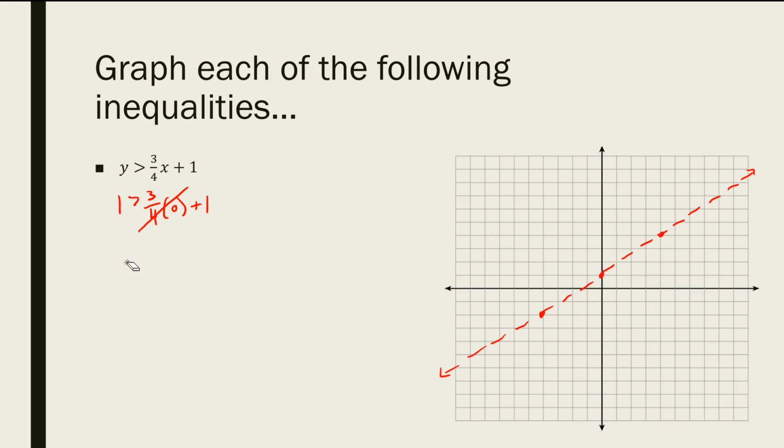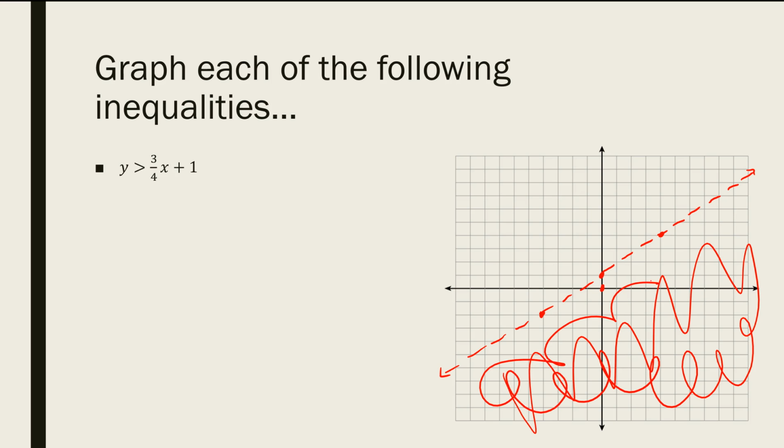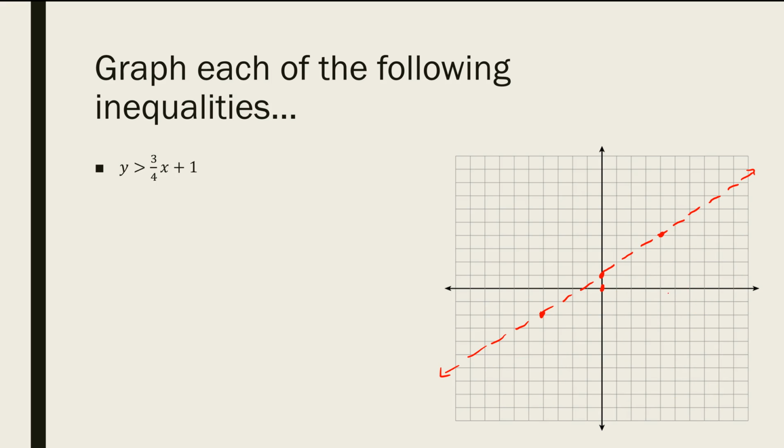Now, I need to decide, do points in this region make the inequality true, or do points in this region make it true? And the way I'm going to do that is by plugging in what's called a test point. Just like I just tested 0, 1 to see why the line was dashed, let's test the point 0, 0 to see if this region over here is the true region. Because I'm only going to be shading on one side of the line, kind of like in one variable, I only shaded to one side of the dot.